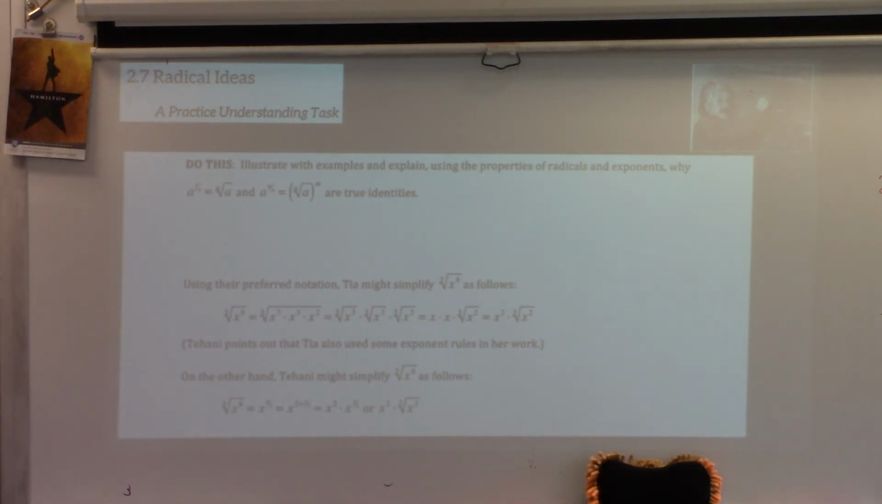So right now, illustrate with examples and explain, using the properties of radicals and exponents, why a raised to the 1 divided by n is equal to the nth root of a, and a raised to the m divided by n is equal to the nth root of a to the m. Why are those true identities?